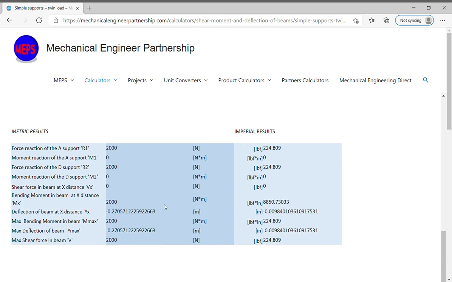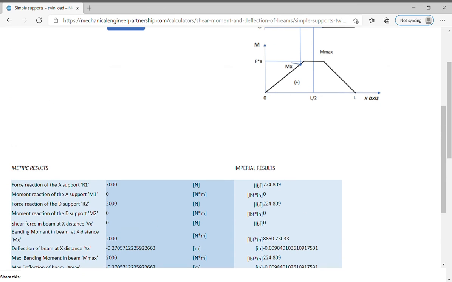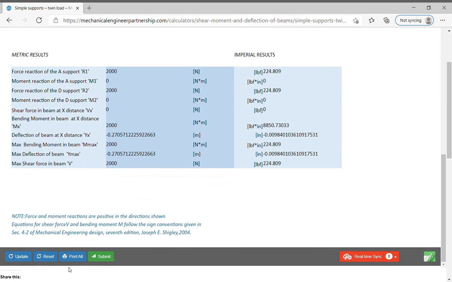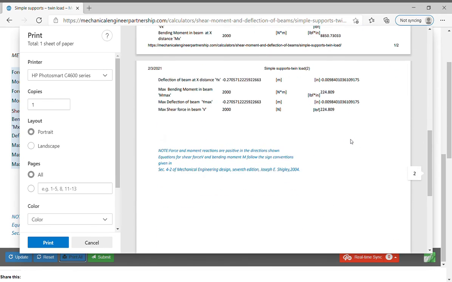The results are in the blue table, because we chose x distance 1.5 meters in the middle of the beam. The deflection of beam at x distance and maximum deflection of beam have the same value. Maximum values of shear, bending moment, and deflection are generally used for dimensioning a beam. Similar calculation in imperial units, data, and results. At the bottom you can use the buttons to update, refresh, print or submit. You can print or save a PDF file of your calculation.